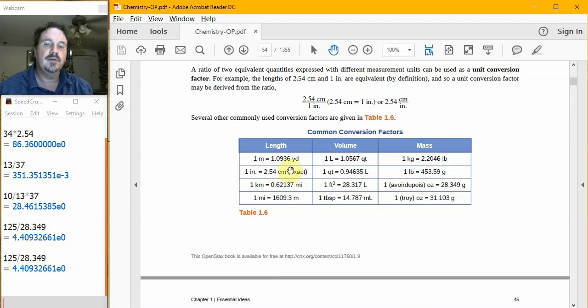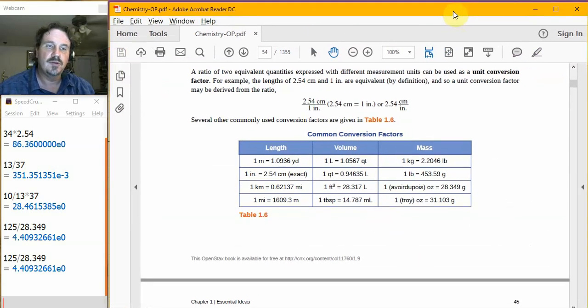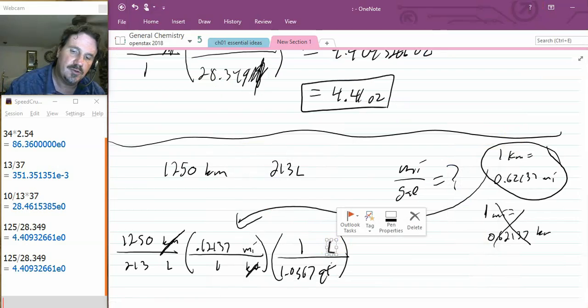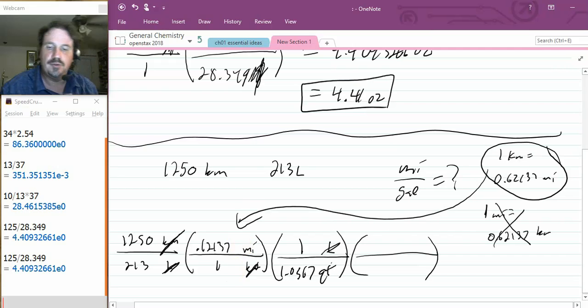Let me double check that again. Yeah, 1 liter is 1.0567 quarts. That's correct. Alright, and so now liters on the top cancels with liters on the bottom. There we go. And if I stop now, it would be miles per quart. I don't want per quart, I want per gallon.